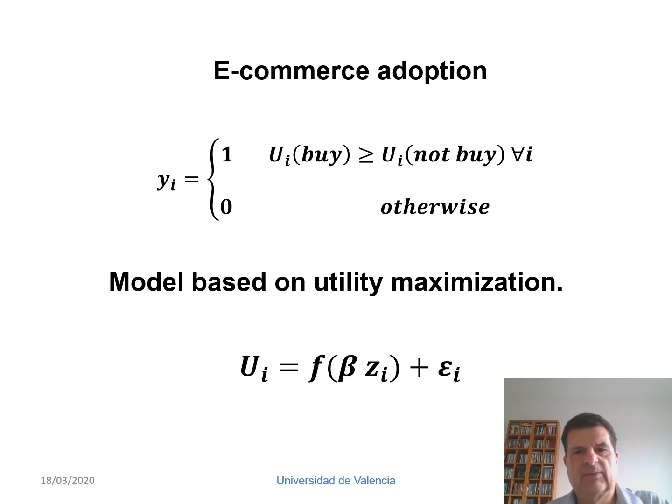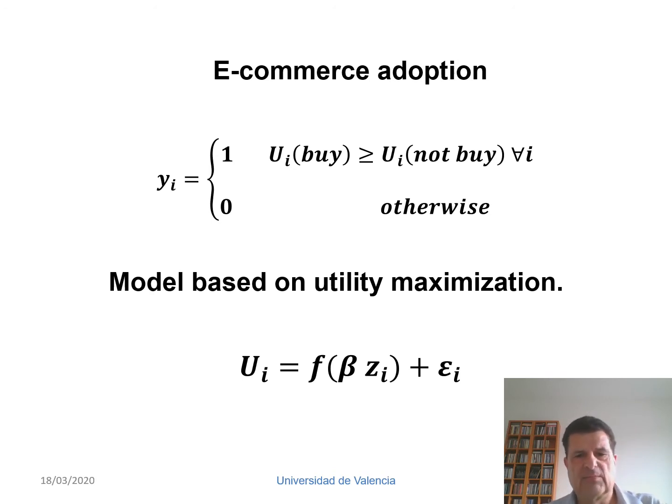This transparency, e-commerce adoption, is a schematic way of presenting the model for analyzing how people adopt e-commerce and what the main reasons are for doing this or not. In the upper left-hand side, you have yi that can be equal to 1 or 0, depending on whether one does buy through e-commerce or not. The utility of buying must be greater or equal to the utility of not buying for the decision to be one, that is, do buy, and otherwise the decision is not to buy. See, yi equals 0.